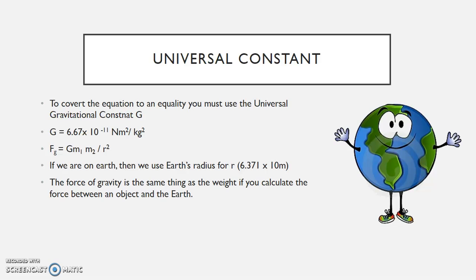The gravitational force equals the gravitational constant, mass of object 1 times mass of object 2 divided by the radius squared, which is going to be the distance. So remember that if we are on Earth, then we will use Earth's radius for r. So make sure you have that number for Earth's radius written down, which is 6.371 times 10^6 meters. The force of gravity is the same thing as the weight if you calculate the force between an object and the Earth.